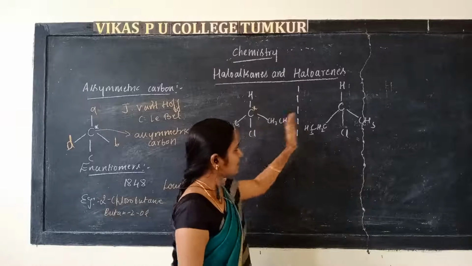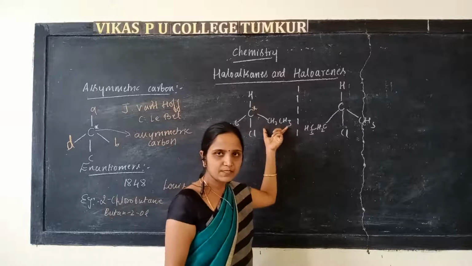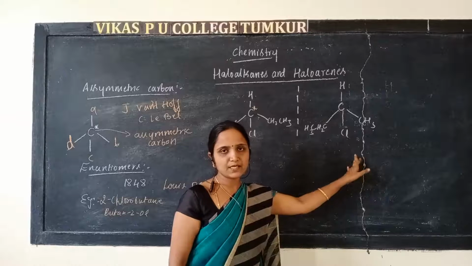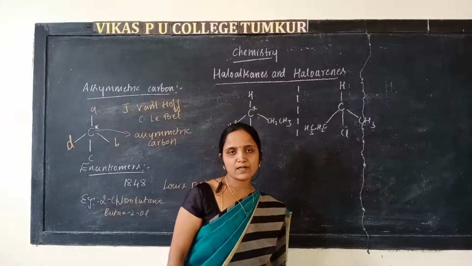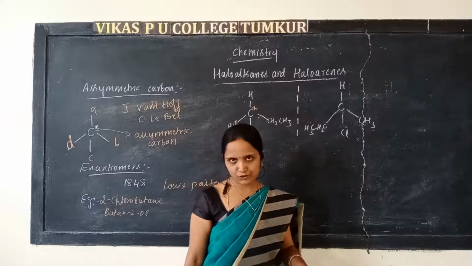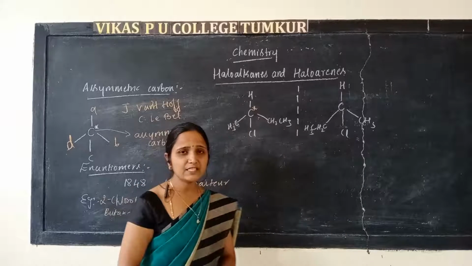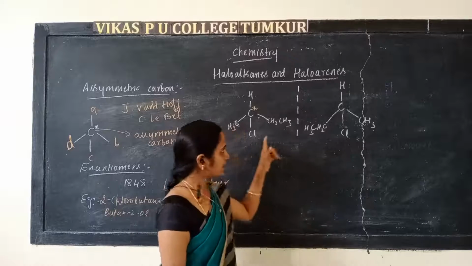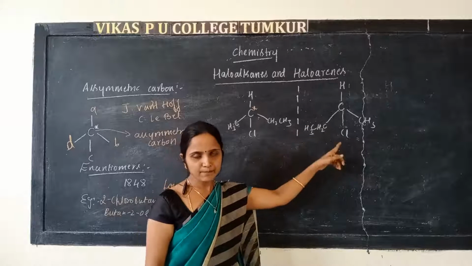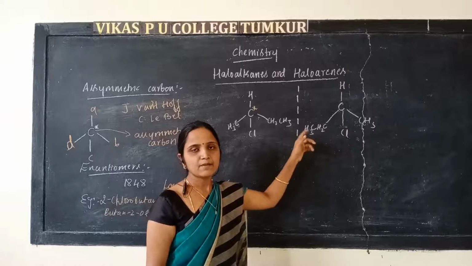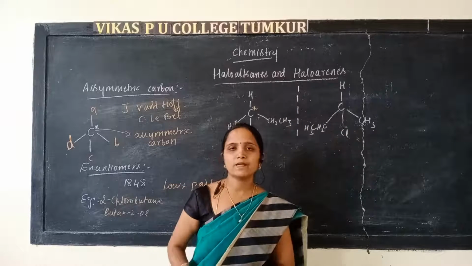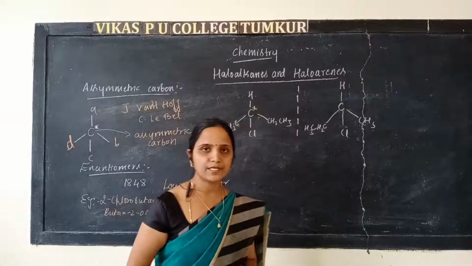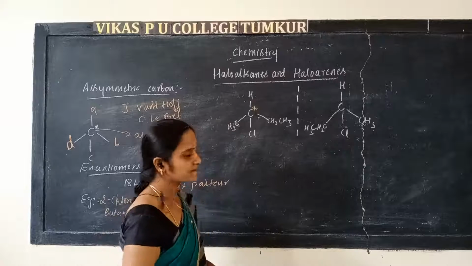You can observe the CH3 group and the CH2CH3 group cannot be superimposed, so they are non-superimposable, and they rotate the plane polarized light equally but in the opposite direction. This we call enantiomers. Enantiomers means a pair of stereoisomers related as object and mirror image, non-superimposable on one another, rotating the plane polarized light equally but in the opposite direction.